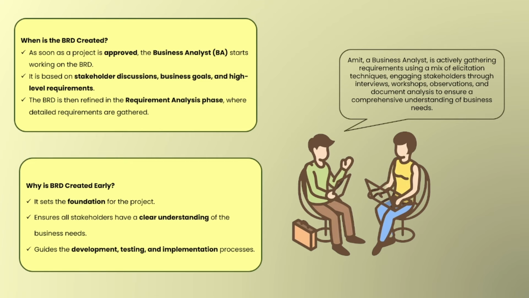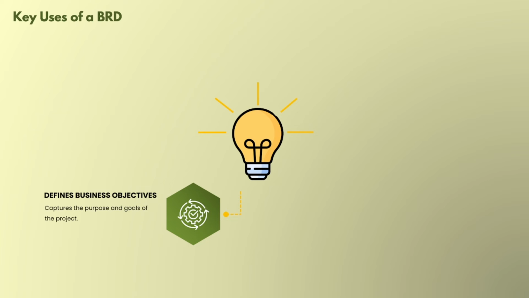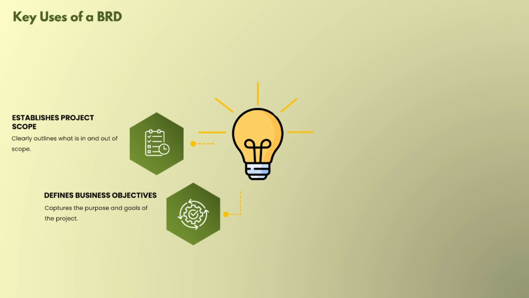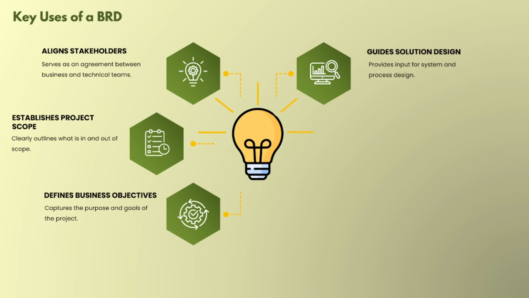Now let us see the key uses of the BRD. Very first is it defines the business objective. This is where we answer why we are even doing the project. It sets the mission straight right from the beginning. Then it establishes the project scope. Here we draw a clear line between what is part of the project and what is not, which is super useful to avoid last-minute additions. Then it aligns stakeholders. This makes sure everyone from the business folks to the tech teams is on the same page and agrees on what needs to be done. Then it guides solution design.